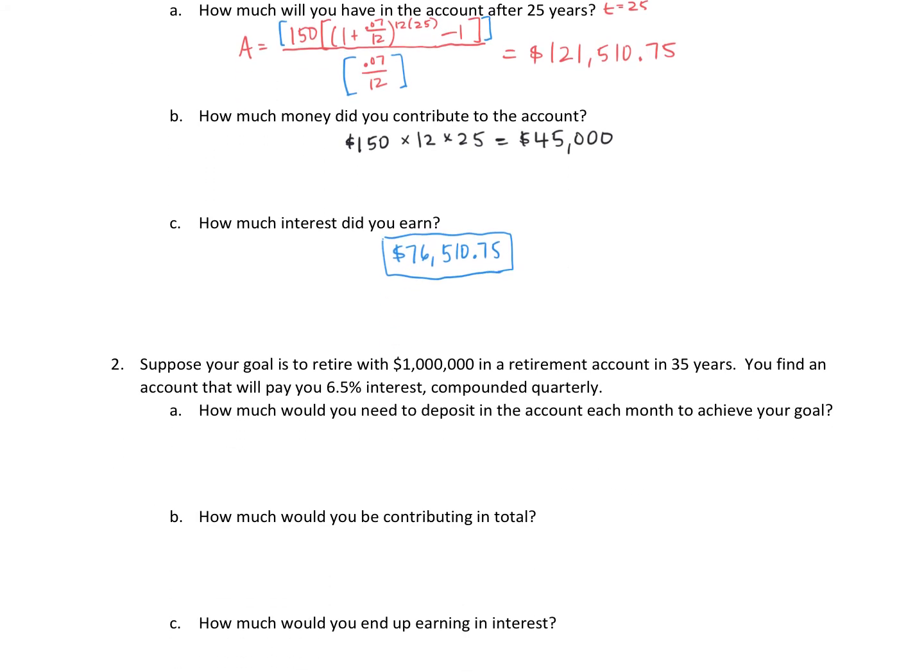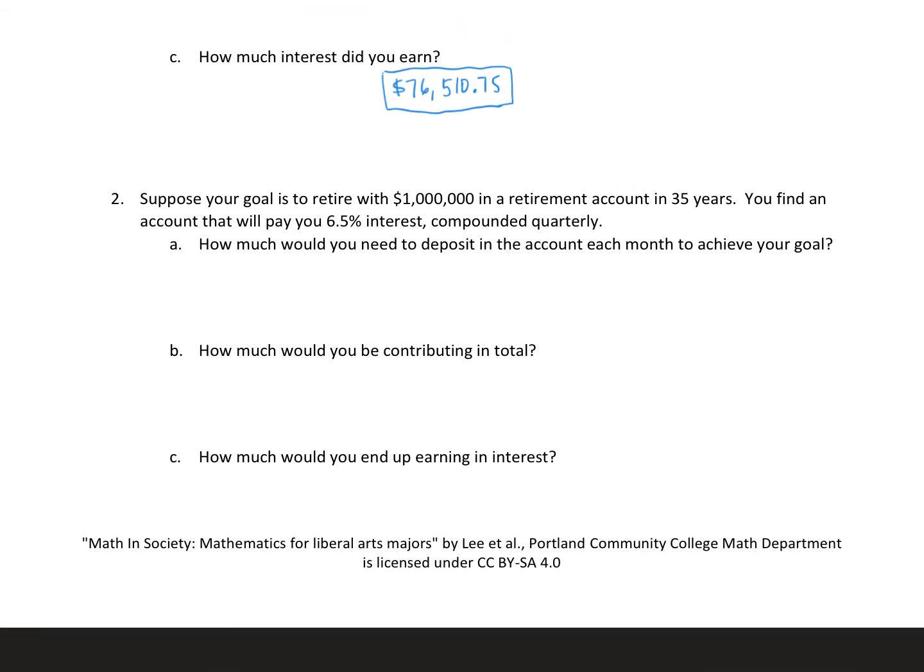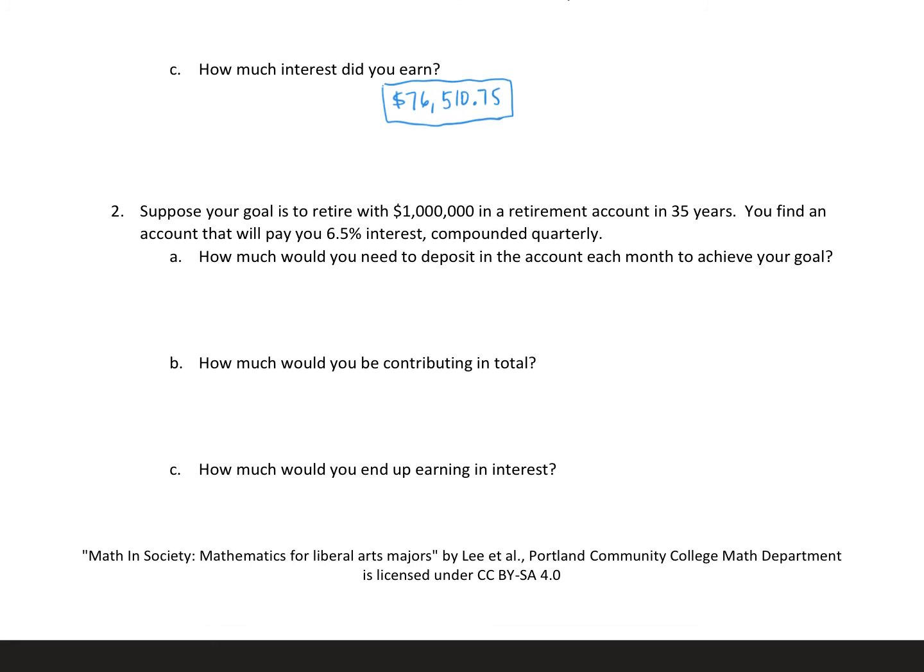Okay, so now let's look at the second example. And the graphic at the top with the two formulas and all the information about those formulas, I got that from the Math and Society textbook. It's a free online resource, and so you can see that I've cited that at the bottom.